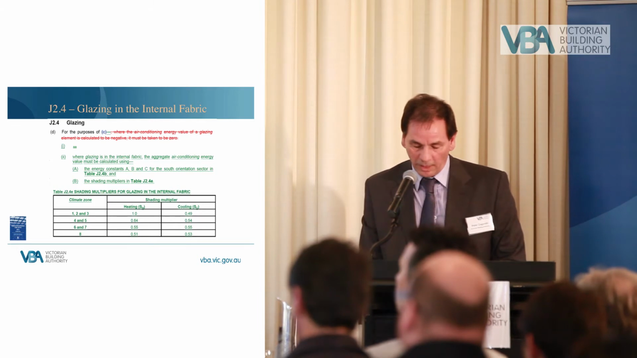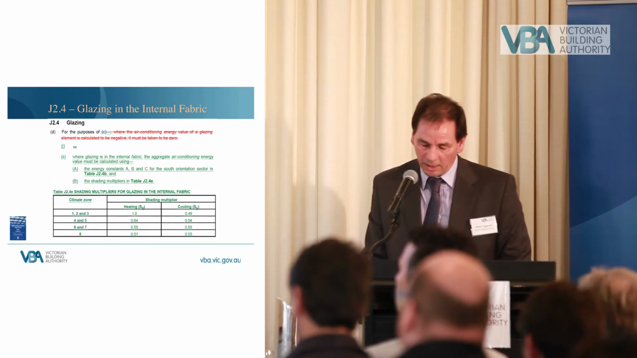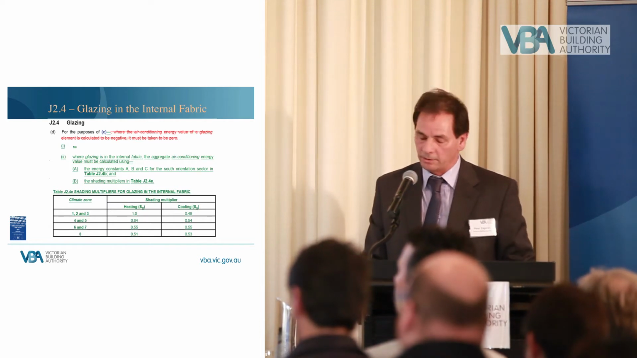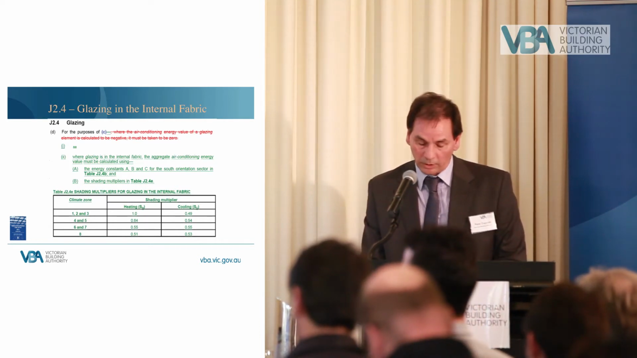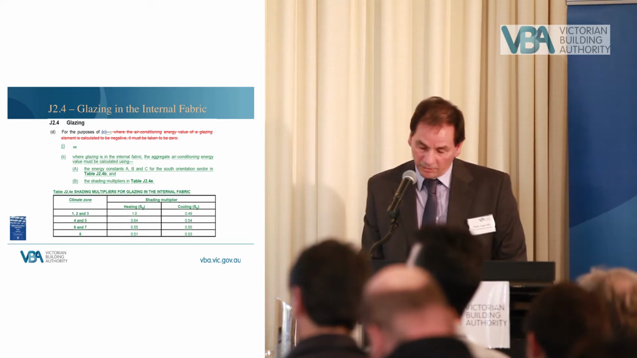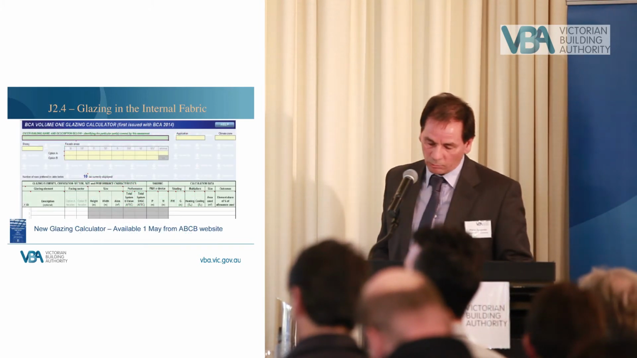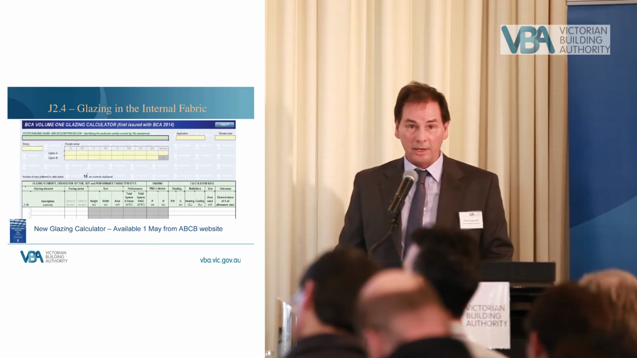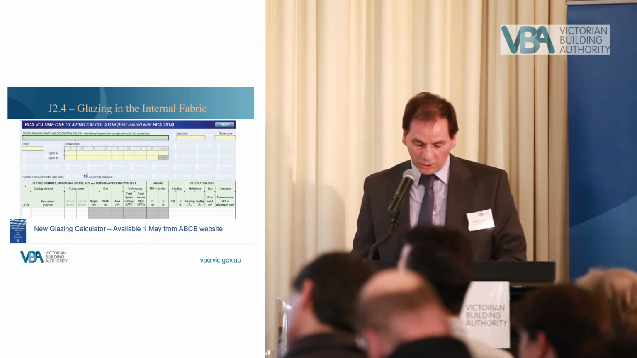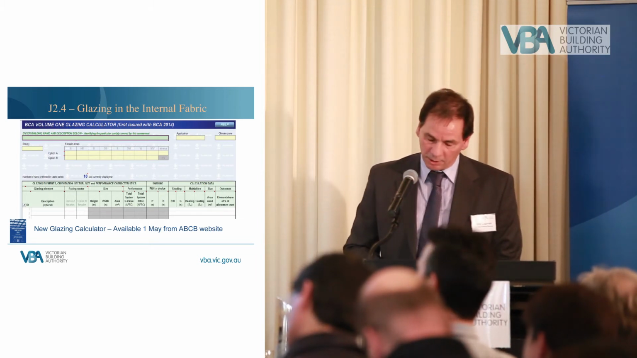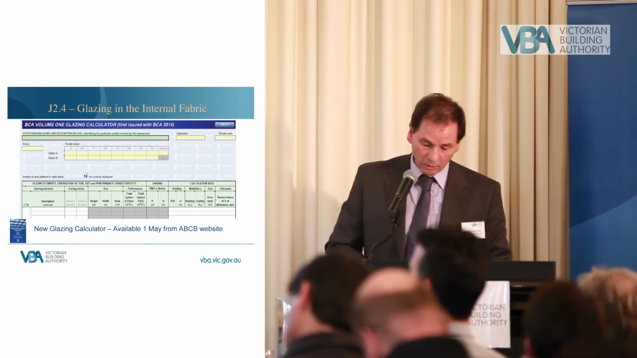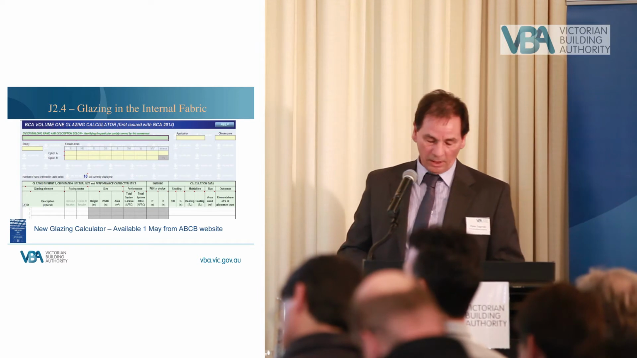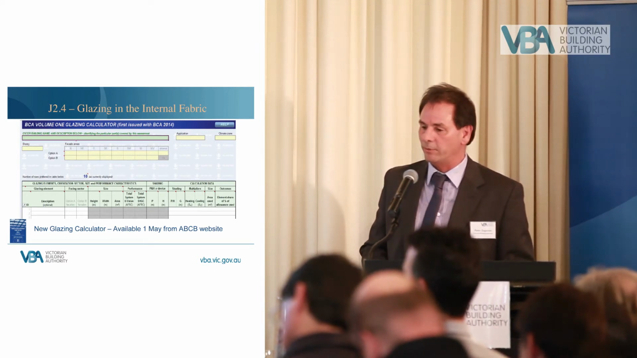This is to ensure that the appropriate constants and multipliers are provided to windows which are likely to be significantly, if not completely, shaded. A revised downloadable glazing calculator is available on the ABCB website and will include a new option for internal glazing in the facade area table. Inserting the relevant size and energy performance criteria for an internal window will automatically apply the appropriate shading multipliers of Table J2.4e.